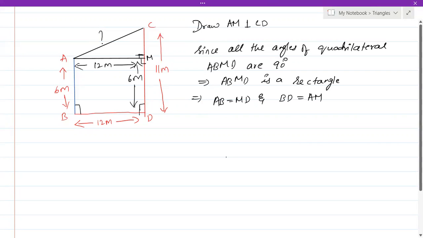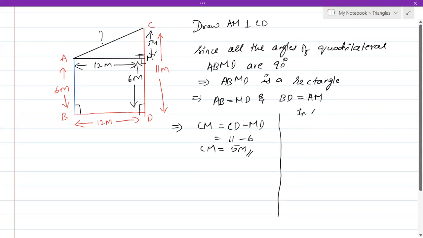Now you can easily find CM, which implies the CM value will be the total value CD minus MD. So CD is 11, MD is 6, so it gives us 5. So the CM value will be 5 meters. Now we can easily use the Pythagoras theorem. This is 5 meters now. Let's use the Pythagoras theorem and find it. Let me use it here itself.